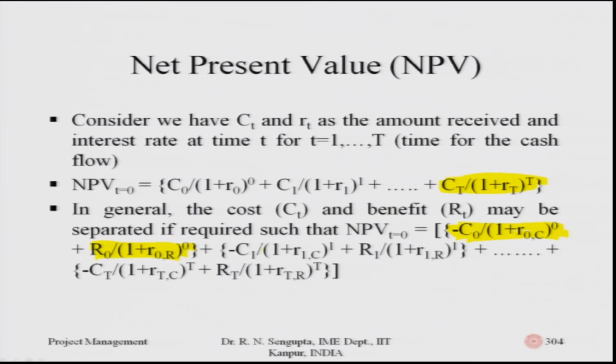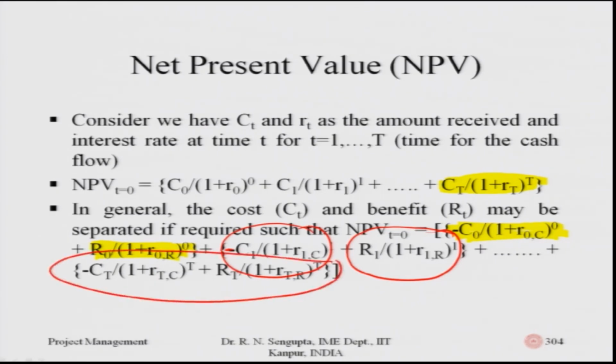Similarly, my inflow and outflow for time period 1. This is the inflow, which is positive, and this is the outflow, which is negative, so you should see the negative sign. Similarly, if I go to the last term, it will have a negative term, which is minus C suffix T divided by (1 + r suffix T, C). So, these interest rates which I have given are also different for inflow and outflow.